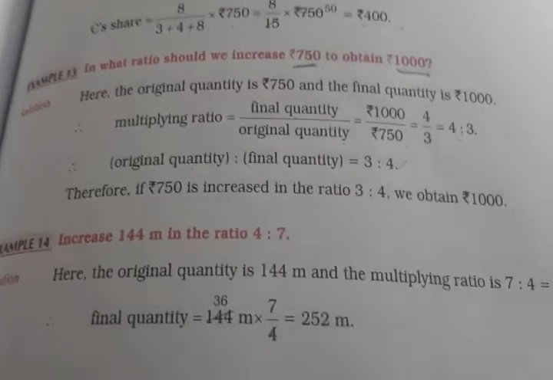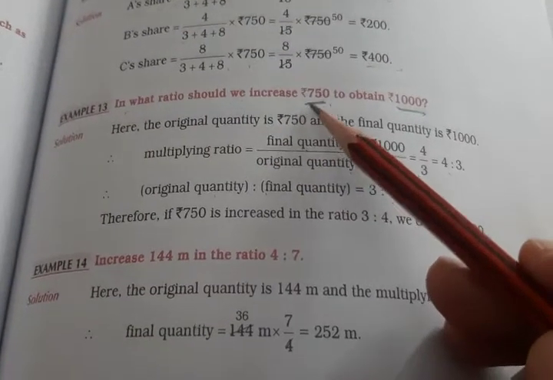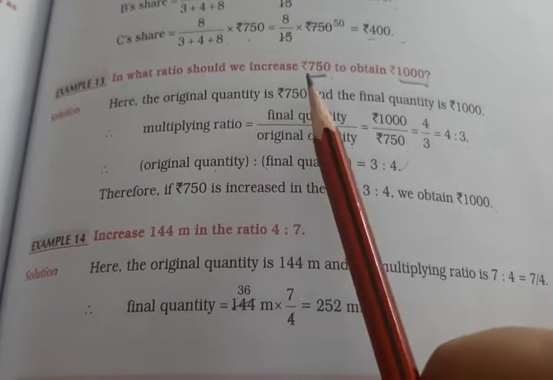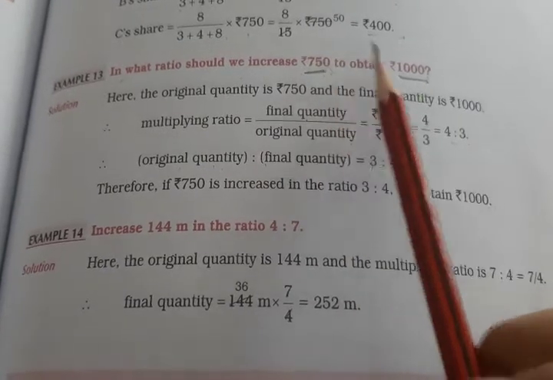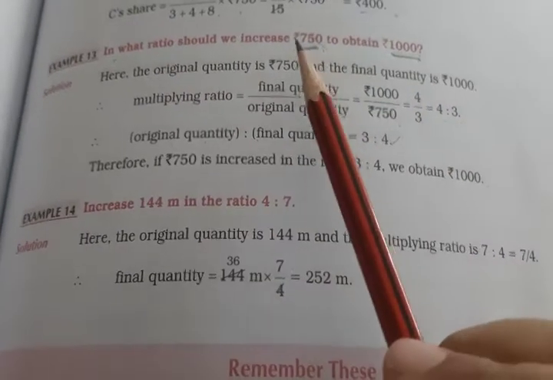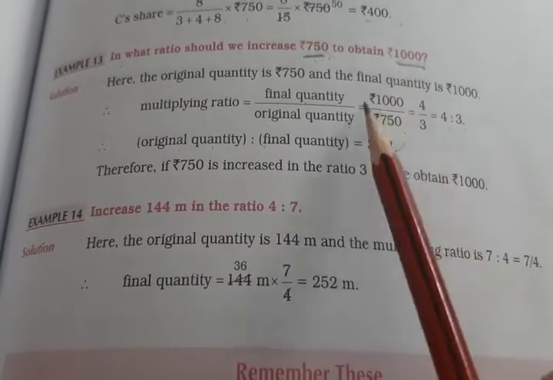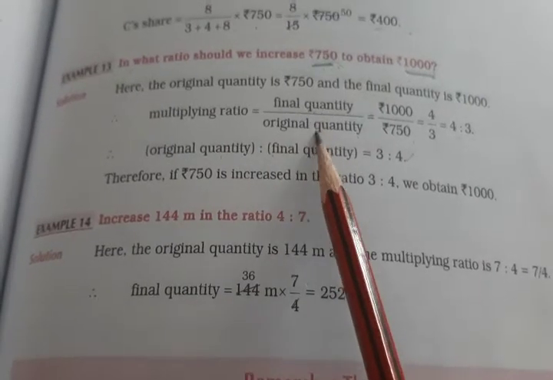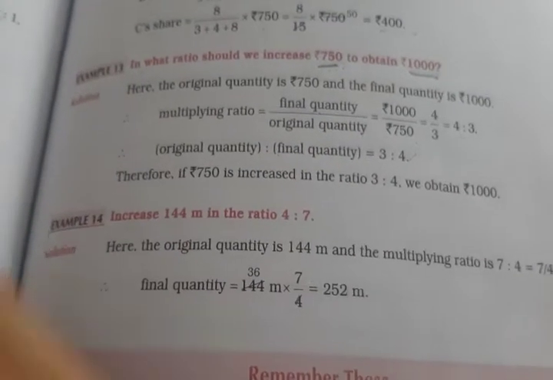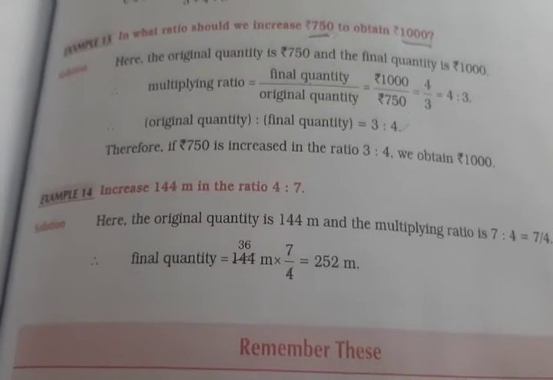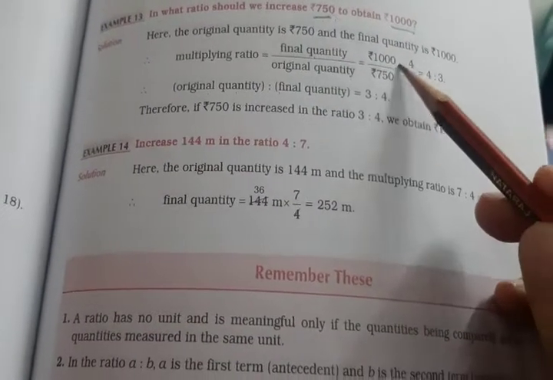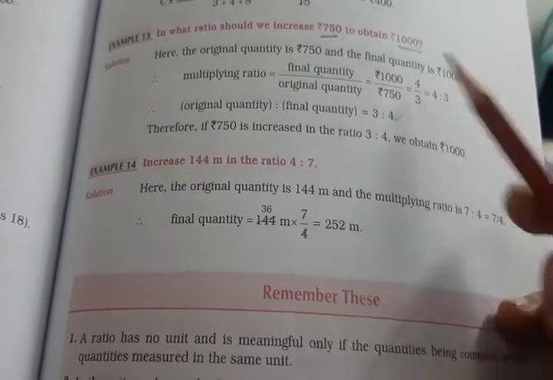Now the next example: in what ratio should we increase rupees 750 to obtain rupees 1000? That means, by what ratio will we increase it so that from 750 it becomes 1000? Now here the original quantity is this much and the obtained quantity is this much. Now how to find the ratio: it is equal to final quantity by original quantity. You all know about these formulas. Multiplying ratio, from here we take final by original, which is 4 by 3.